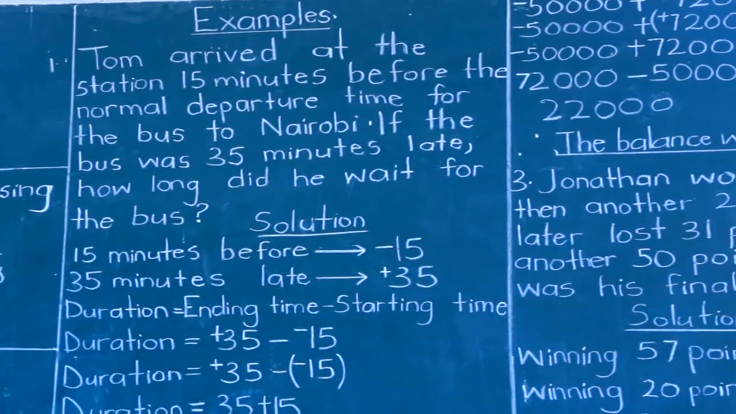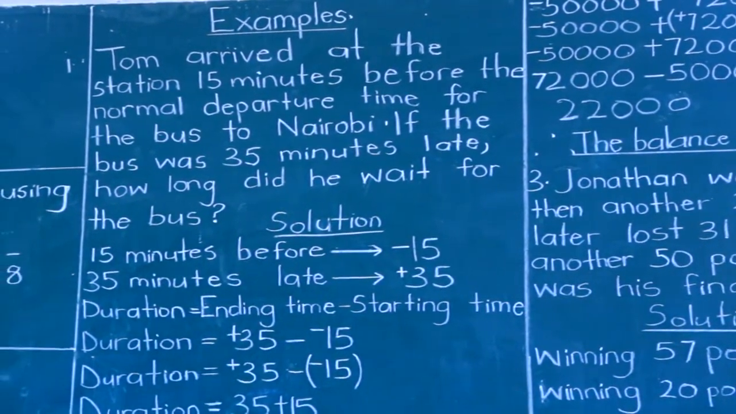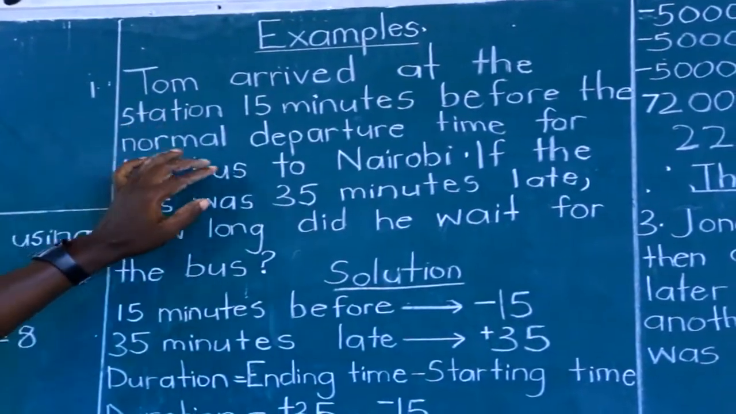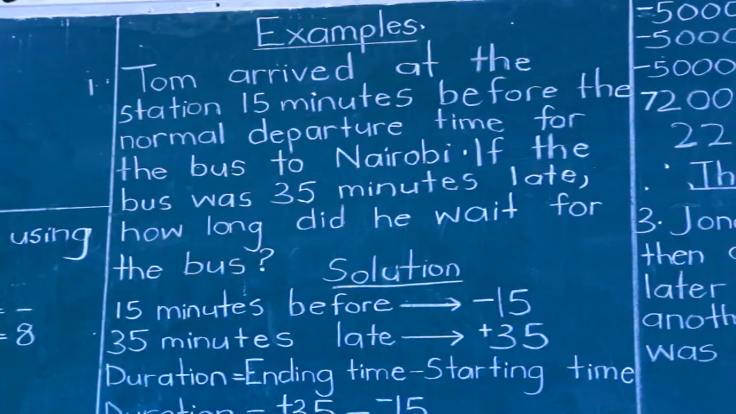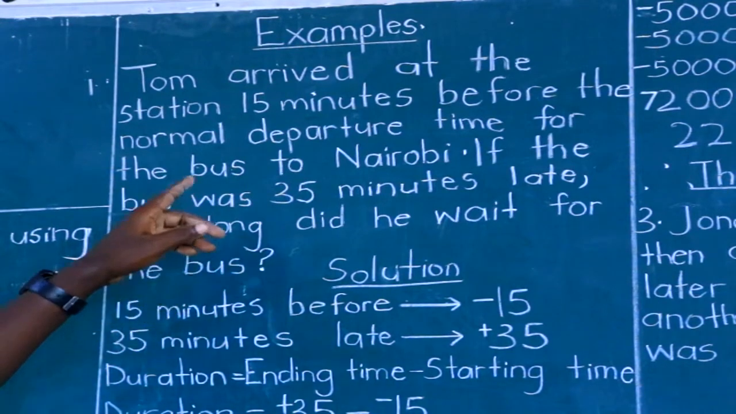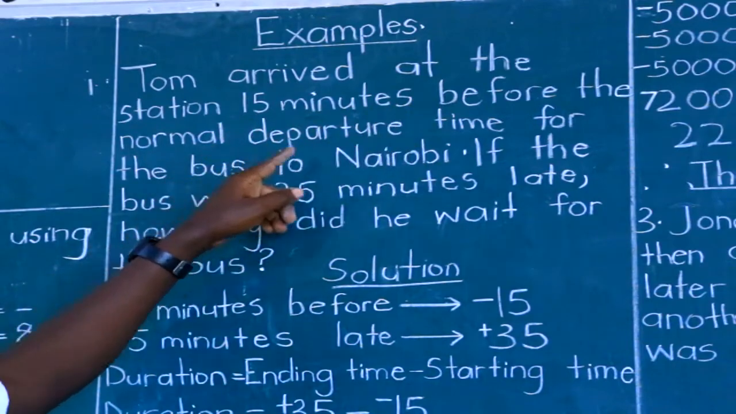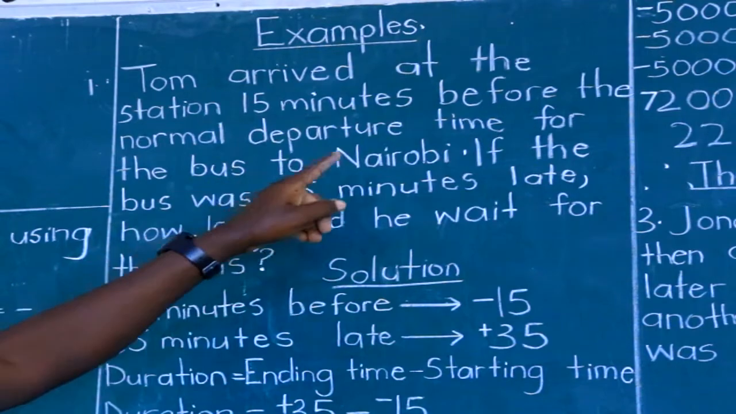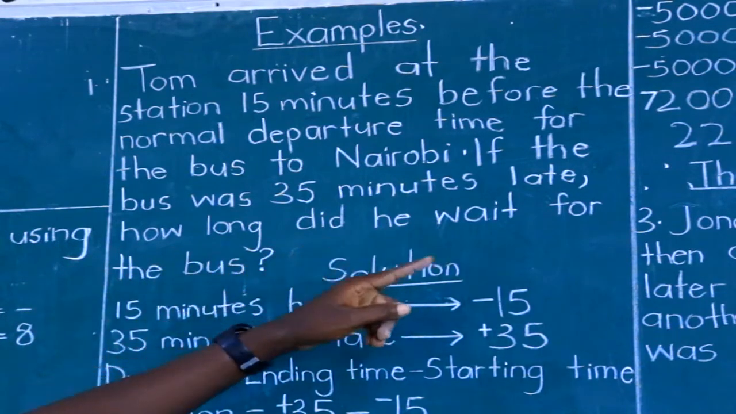The examples are here for us to apply positive or negative integers. The first example today reads: Tom arrived at the station 15 minutes before the normal departure time for the bus to Nairobi. If the bus was 35 minutes late, how long did he wait for the bus?